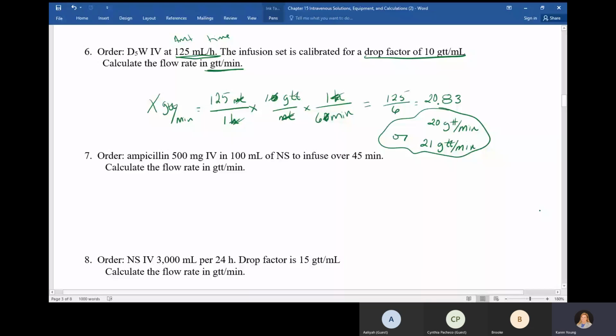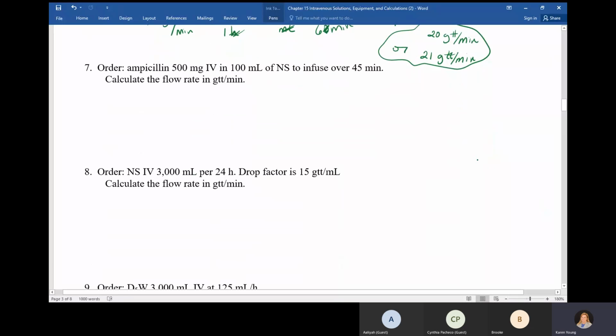All right, so number 7, we have an order of ampicillin 500 milligrams IV, 100 milliliters of normal saline to infuse over 45 minutes. All right, just like before with the infusion pump, I need to know there's 500 milligrams of ampicillin in my 100 milliliters, but I don't need this for my calculations. So I've got 100 milliliters, which is my total amount. 45 minutes is my time. Where's my drop factor? It's missing a drop factor.